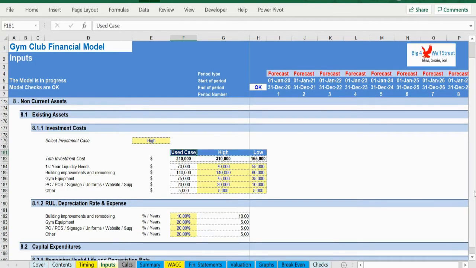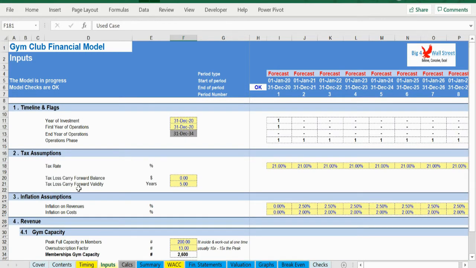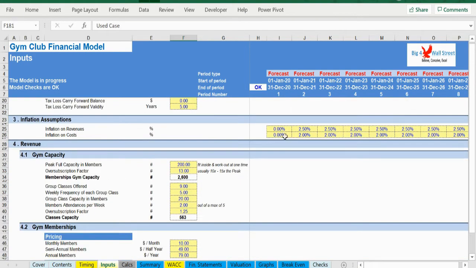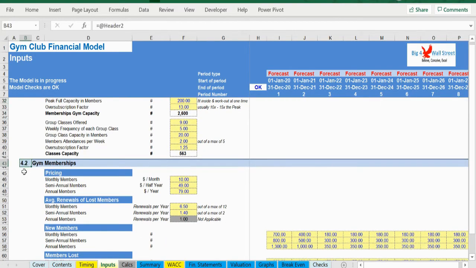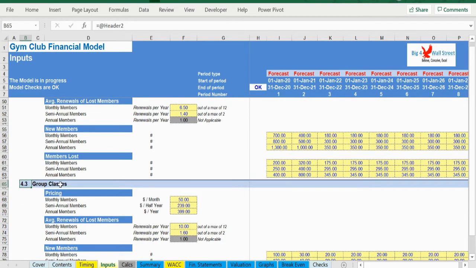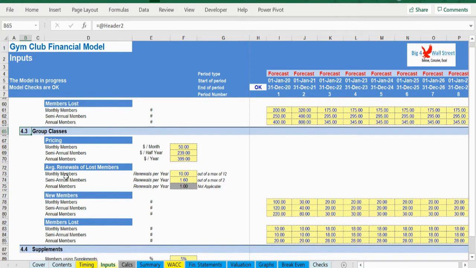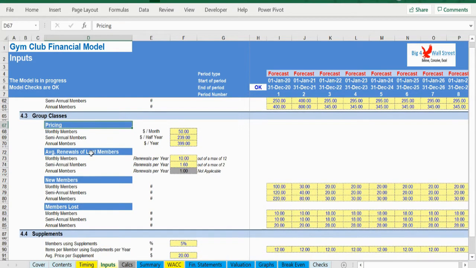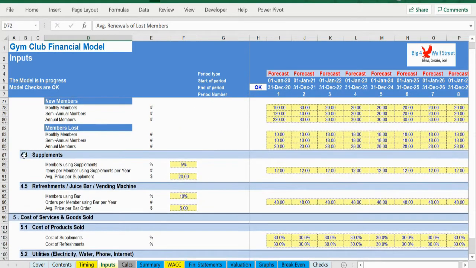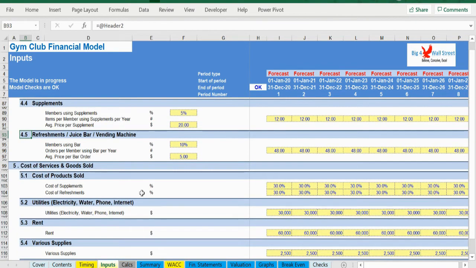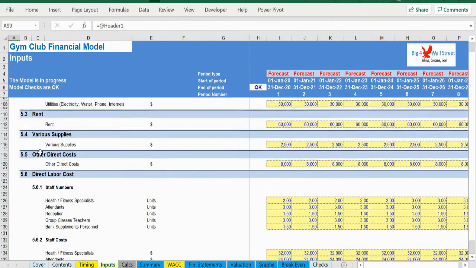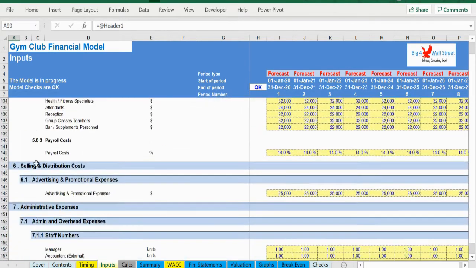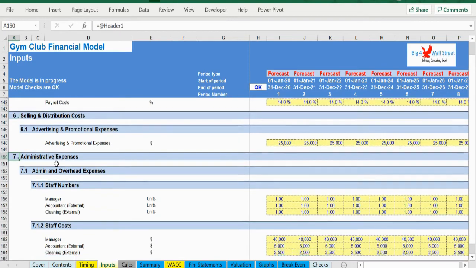Moving on to the inputs, in this tab, the user needs to adjust the business drivers in the yellow cells. The revenue drivers consist of the number of members for both the gym and the group classes and their characteristics, including pricing and payment patterns. Additionally, you will also find extra drivers such as supplements and refreshments. The costs to support the revenue drivers of the business are split into cost of services and goods sold and sales and general administrative expenses.